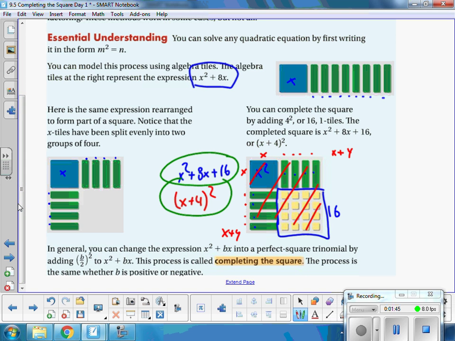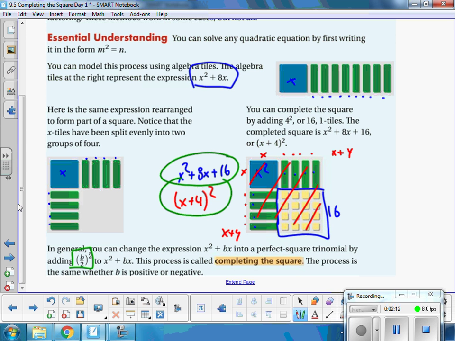But here's another little formula to keep in mind. In general, you can change the expression x squared plus bx into a perfect square trinomial, which is what we want to do, by adding half of b, squared, to our equation x squared plus bx. What it does is it gets us our c term. So we're trying to establish that c term, and in turn completing the square.